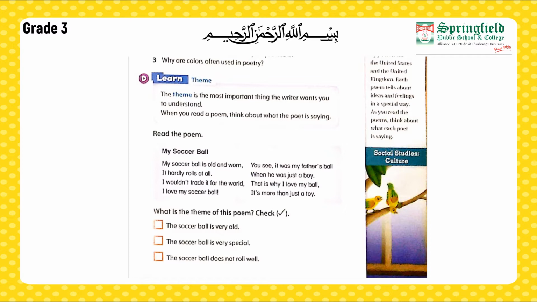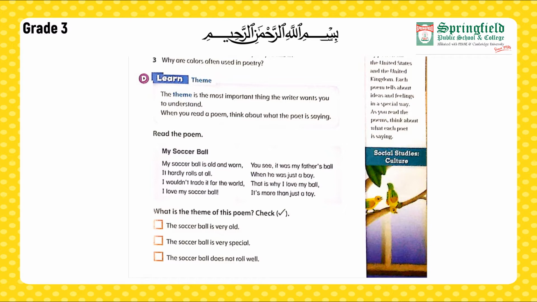Read the poem. My soccer ball. My soccer ball is old and worn. It hardly rolls at all. I wouldn't trade it for the world. I love my soccer ball. You see, it was my father's ball when he was just a boy. That is why I love my ball. It's more than just a toy.